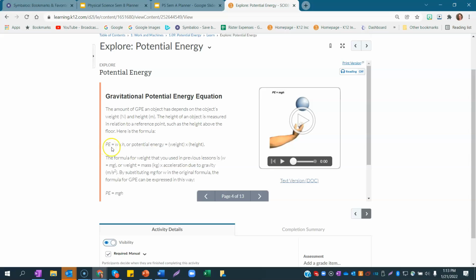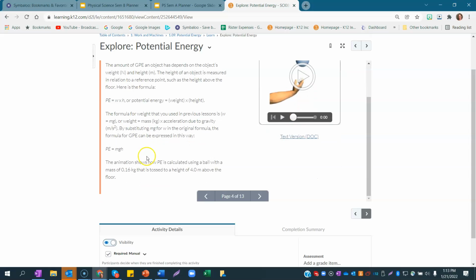PE, potential energy, is equal to weight times height. So you need to write that out, put it in your notes. If you can't remember W, remember we saw that W can be work, watts. So in this case, the W is weight. So if you need to write that out, go ahead and do that.